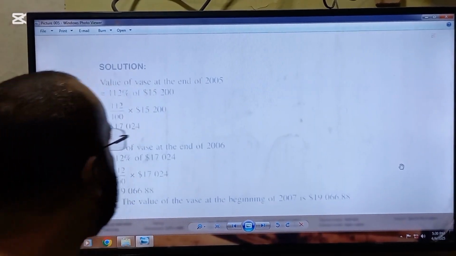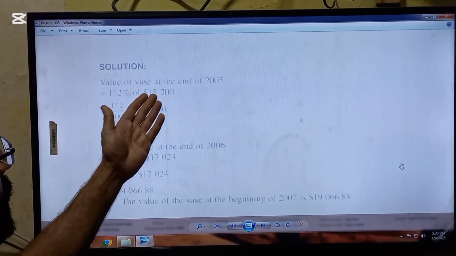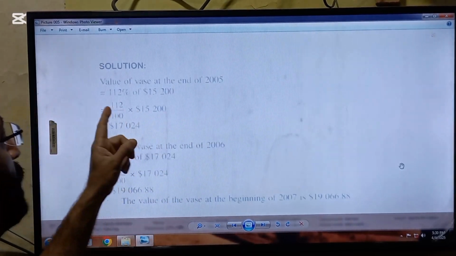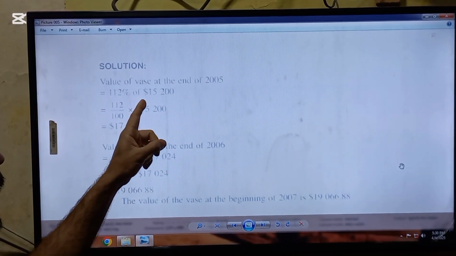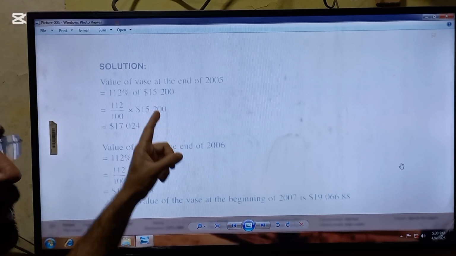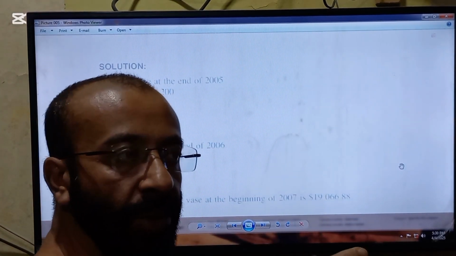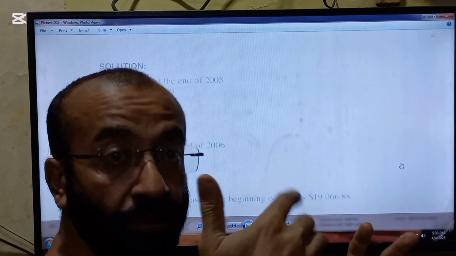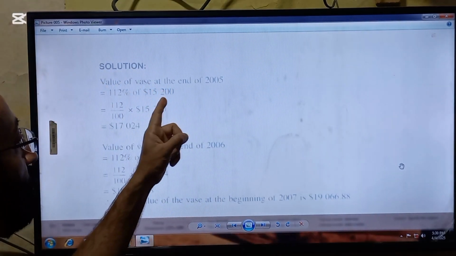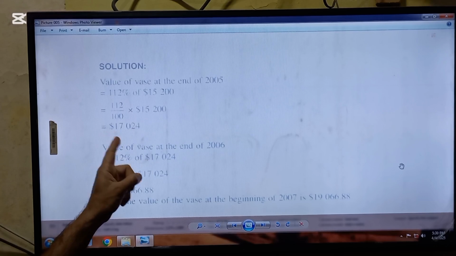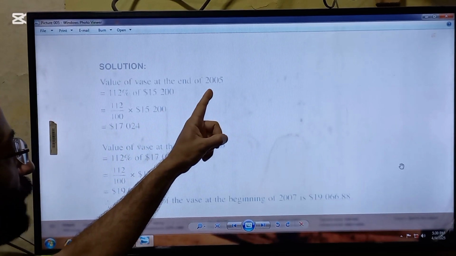So here is the solution. The value at the end of 2005, when the year is going to end, will be 112% of 15,200, because the price at the end of the year will be increased by 12%. So that will be 112% of the price at the beginning. After solving, you will get an answer. This is the price at the end of 2005.